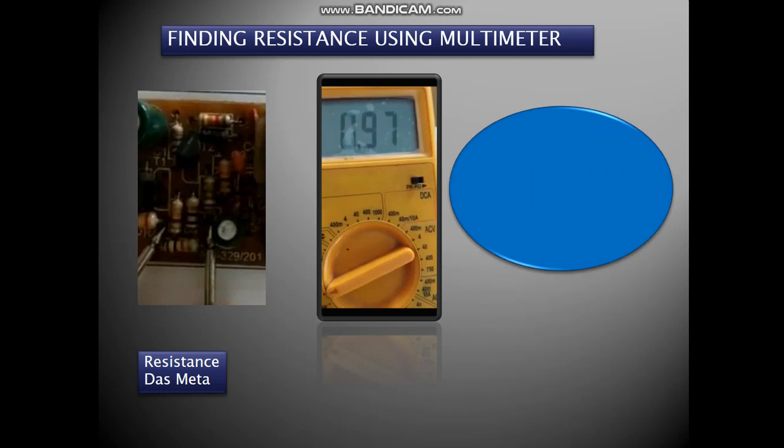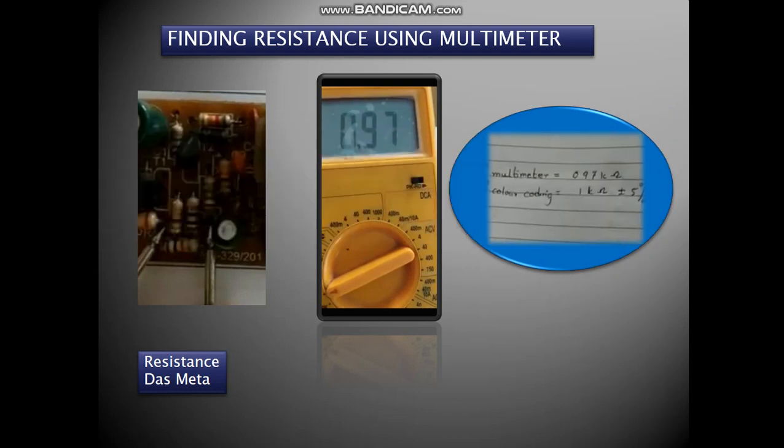By color coding also, we have found that it is brown, black, brown, so that corresponds to 1 k ohm plus minus 5%, with the last one as golden. By multimeter, you get 0.97 k ohm, which is almost the same.